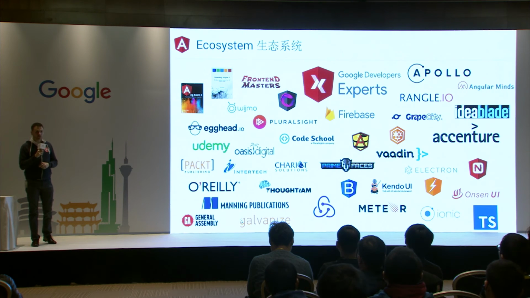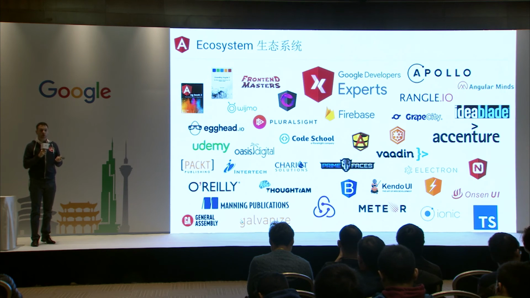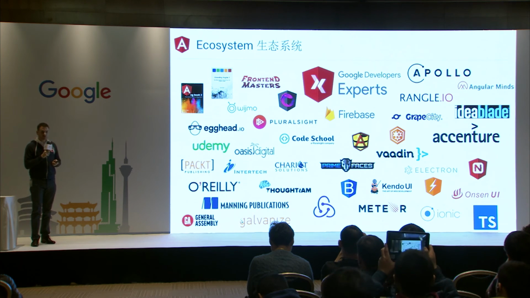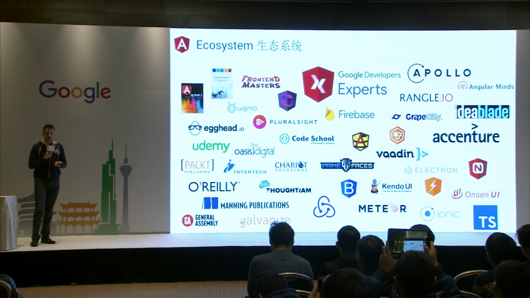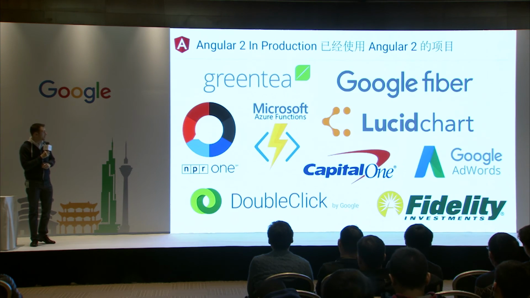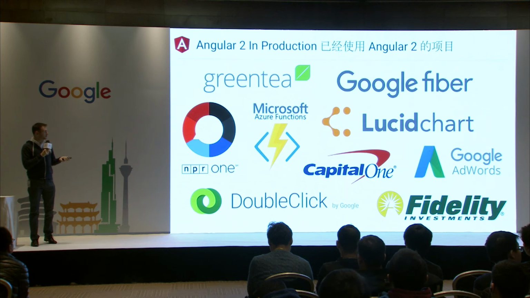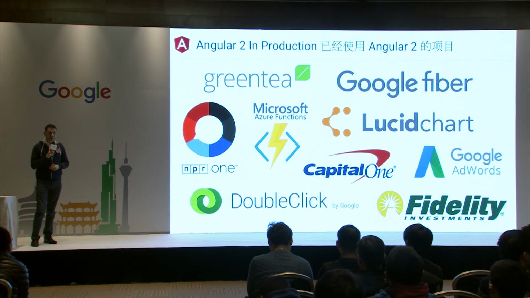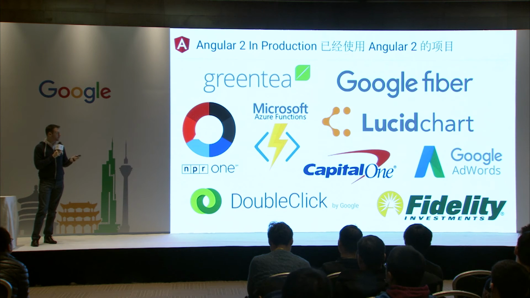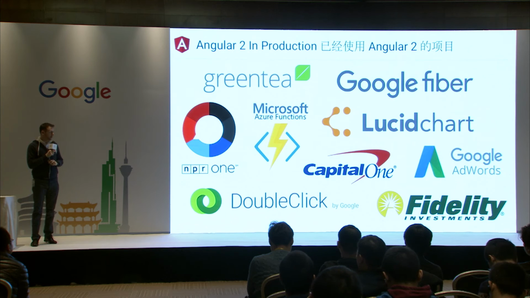We're also very reliant on a huge ecosystem of partners who train, who teach, and who build components and libraries that are part of our ecosystem. So we're hugely thankful to all these people, as well as the GDGs locally here in China, as well as Google Developer Experts, which is a program we're looking to expand across the globe. And then there's also a number of different applications that are already in production using Angular 2, such as Green Tea, which is a CRM within Google, Google Fiber, Azure Functions from Microsoft, and companies like Capital One and Fidelity Investments.